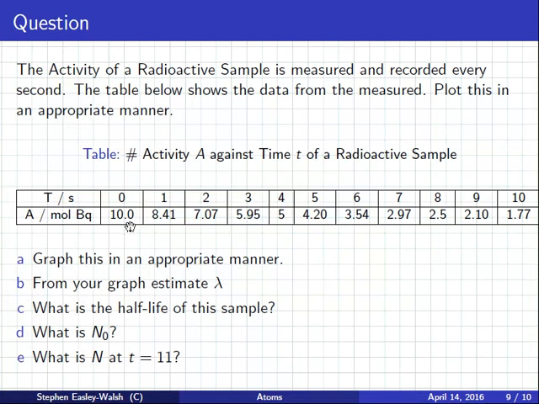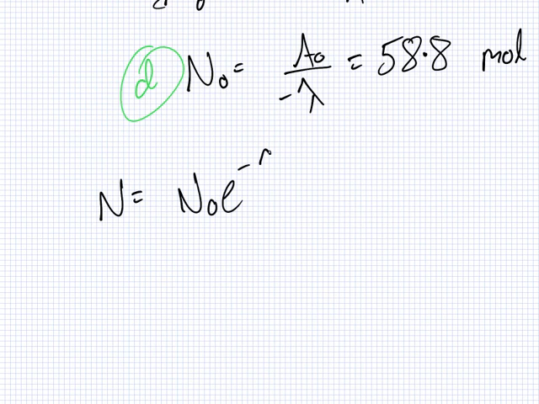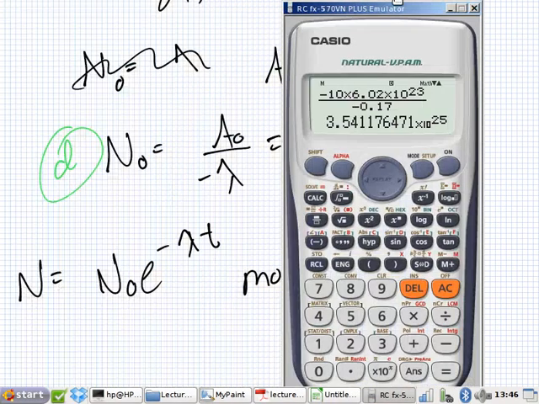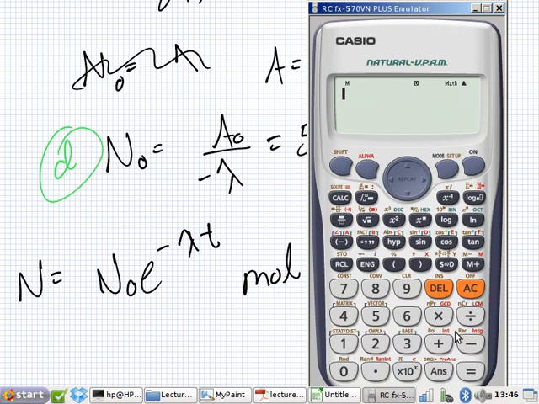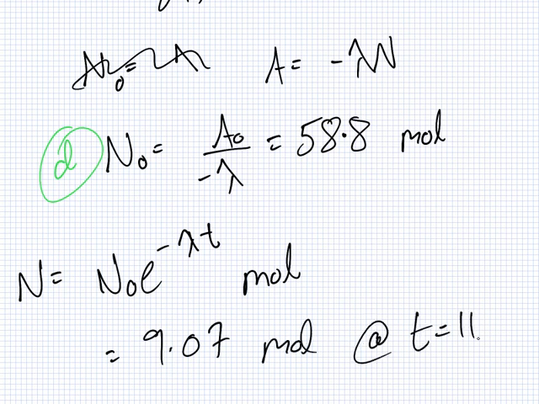Oh. Okay. Right, and lastly, what's the N when t is 11? So N equals N0 e to the minus lambda t. And just remember, we're using moles. Okay, so let's hit this in. What's the N0? Oh, we just worked it out, didn't we? That's it there. e is e. Lambda is 0.17 and the t we said is 11 seconds. So we get 9.07 moles at t equals 11 seconds.